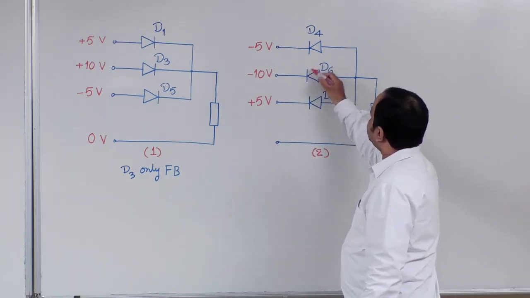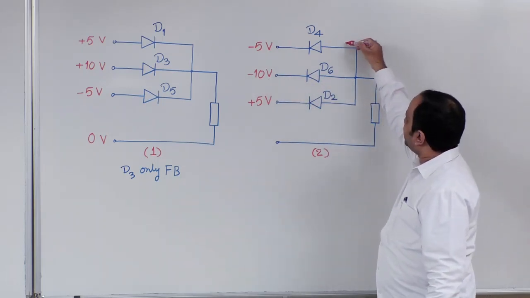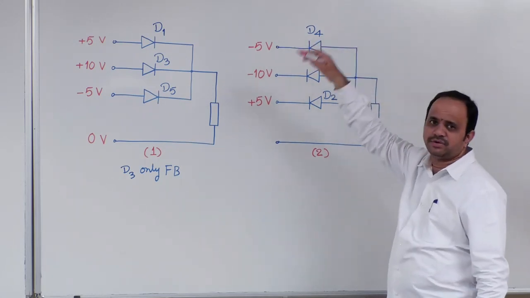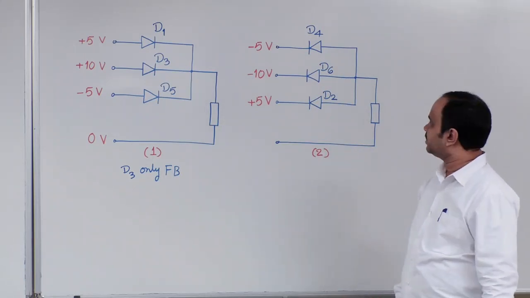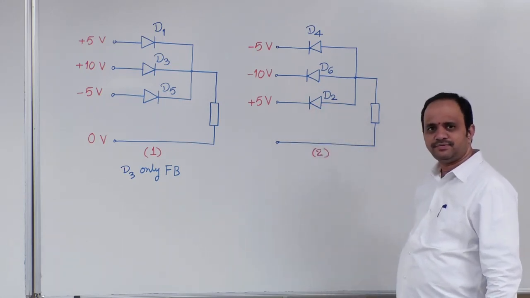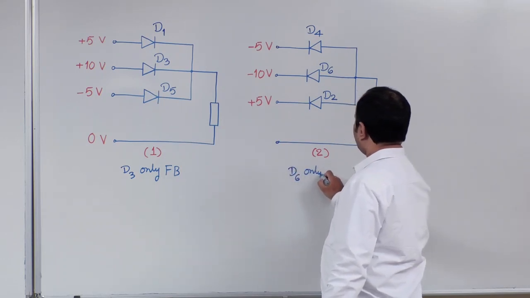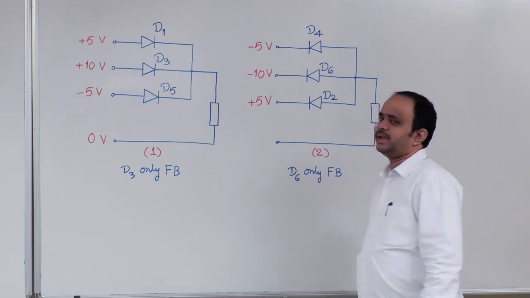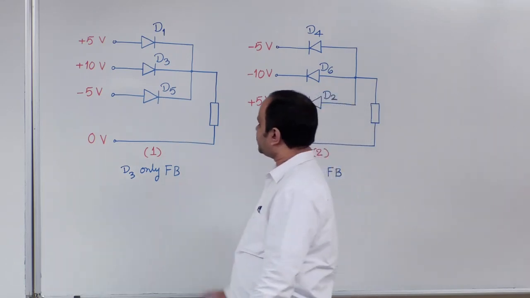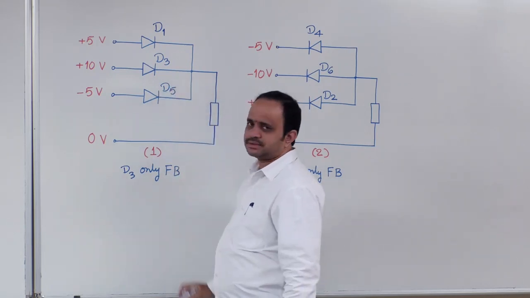When D6 is forward biased, this minus 10 volt will appear at this point, so minus 10 minus of minus 5. So, the difference: D4 anode to cathode voltage is minus 5 volt. D2 anode to cathode voltage is minus 10 minus 5, minus 15 volt. Therefore, in this particular circuit, only D6 is forward biased. So, here the conclusion is, now observe carefully, in the first circuit, cathodes of these three diodes are connected at a common point.